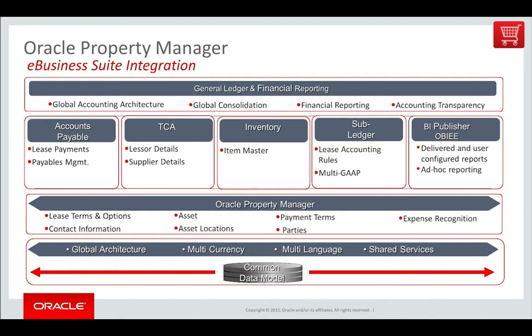And then we'll integrate with some core financials modules, primarily Subledger Accounting, right? So we take that information and feed it to the subledger. That way they can do the accounting in the subledger and the general ledger. Obviously with TCA, where we capture who the lessor is and the supplier, particularly the supplier details. We'll leverage AP for lease payments and your payables management. And then all the reporting on top of that through your general ledger and financial reporting.